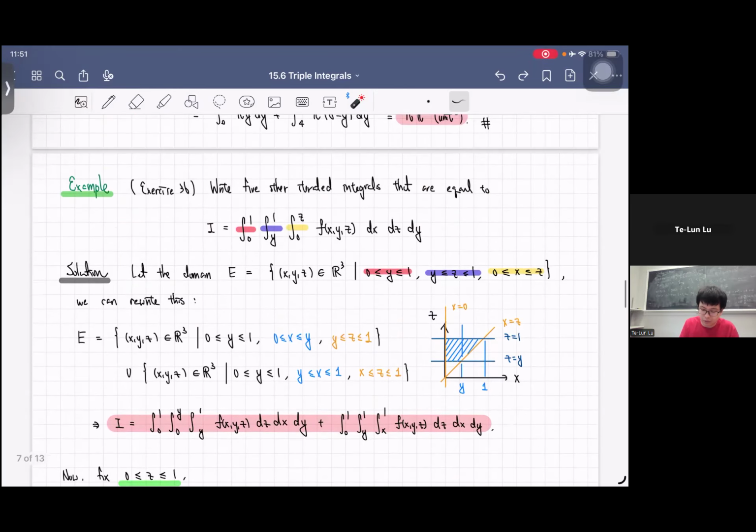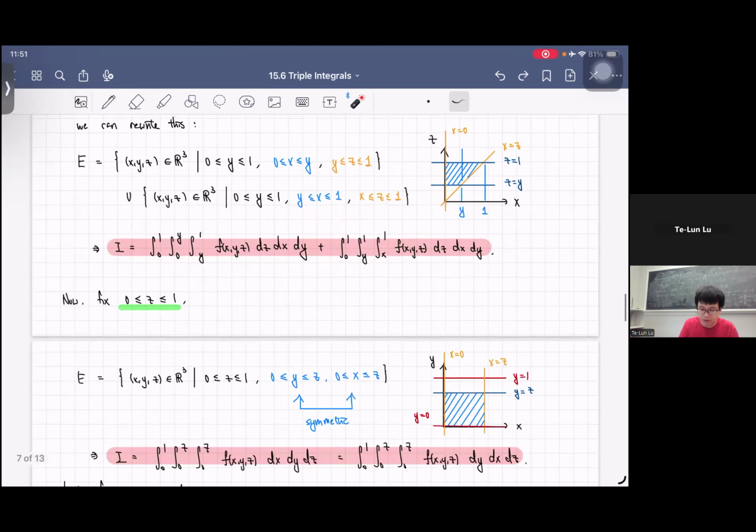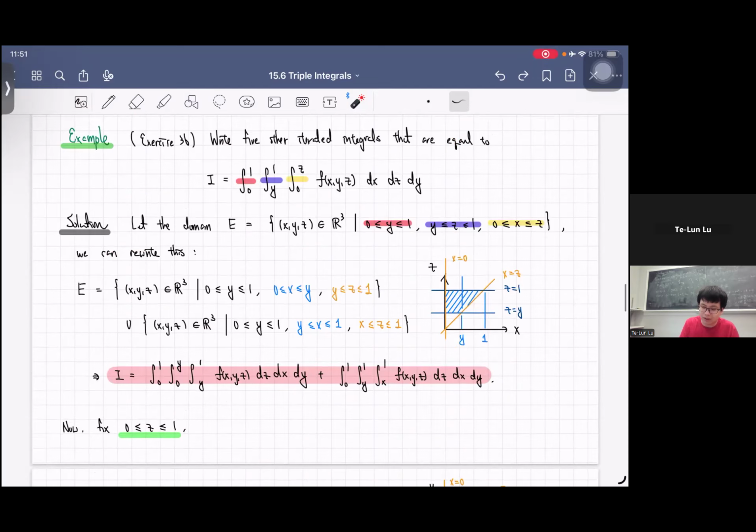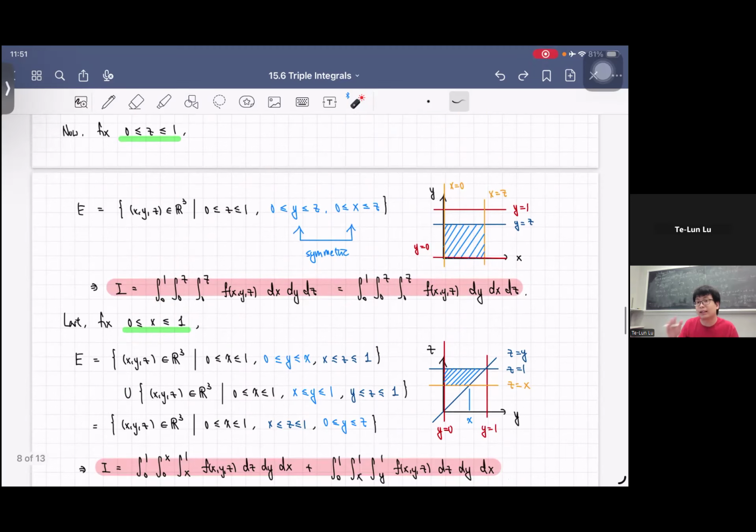Okay, so now we have achieved 4 different types of integration. One is this, one is this, one is this, and one is this. Those are 4. So lastly, now let us fix x to be the exterior boundary, the outermost integration, where x obviously goes from 0 to 1.